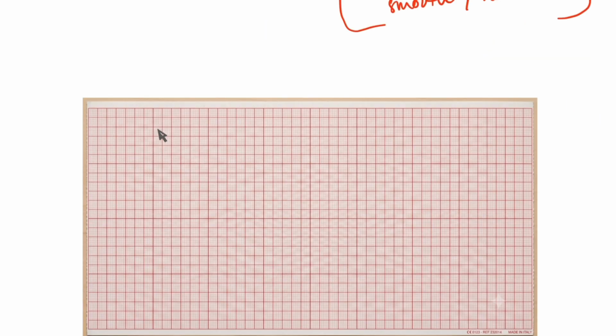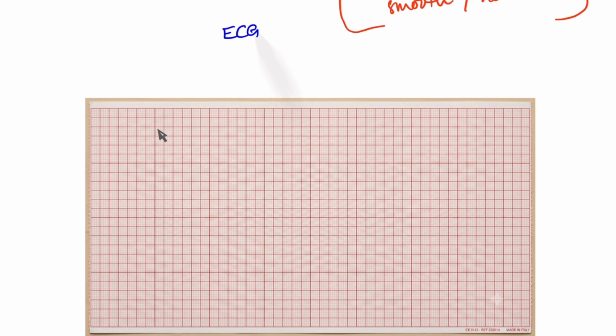Now let's go ahead and look at the ECG paper and understand what it is about. So firstly, you can see that this is just a long continuous roll of graph paper. It has got lines that are light, as you can see inside of this big square, these small squares made up of light lines, and this big square right here that is made up of the dark lines. These lines run both vertically and horizontally, creating the small squares and the big squares.